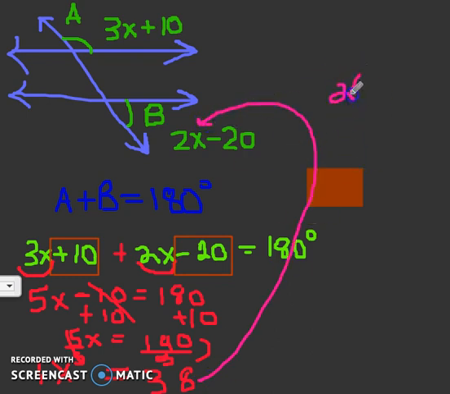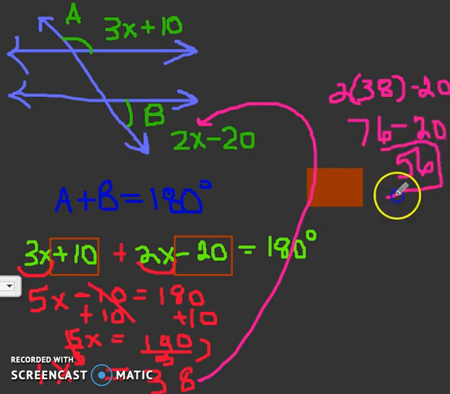So I have 2 times 38 minus 20. 2 times 38 is what? 76. 76 minus 20 is 56. So the measure of angle B is 56. Remember? They add up to 180. So angle B equals 56 degrees. If I do 180 take away this, I'll find the measure of A.